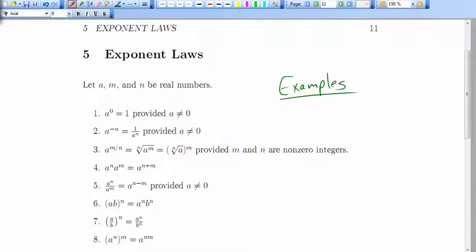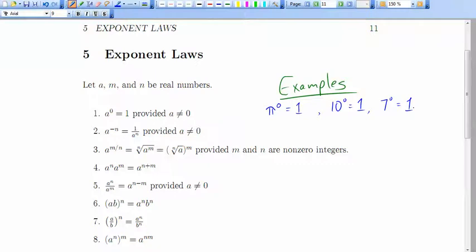Now, if we look at the first exponent law, it says that if you take any non-zero base and raise it to the exponent 0, you'll get 1. So for example, that means if you take pi and raise it to the 0, you'll get 1. If you take 10 and raise it to the 0, you'll get 1. If you take 7 and raise it to the 0, you'll get 1. And this matches with our graphs of exponential functions where we saw that they always have an intercept at (0, 1), no matter what the base was.